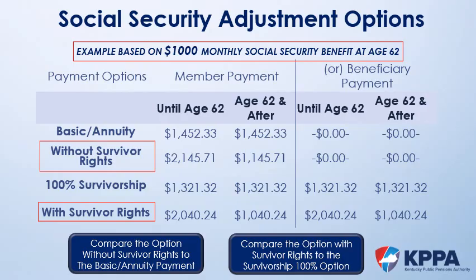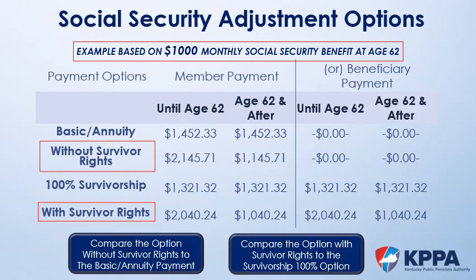Remember, since the member is age 62, they can now draw their age 62 Social Security benefit from Social Security. So now they can draw $1,145.71 from KPPA plus the $1,000 from Social Security, which puts their monthly benefit income back to $2,145.71. Let's look at the Social Security adjustment option with survivor rights.